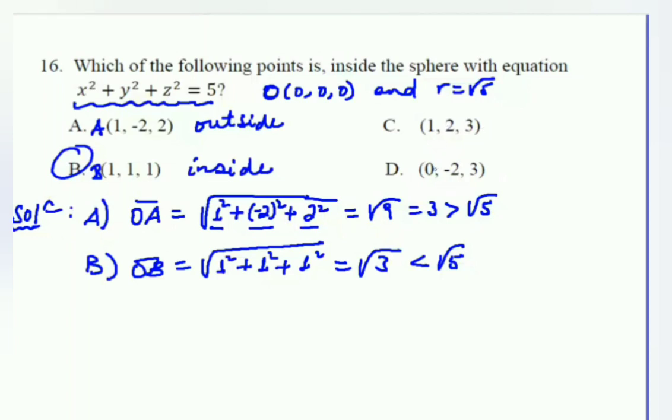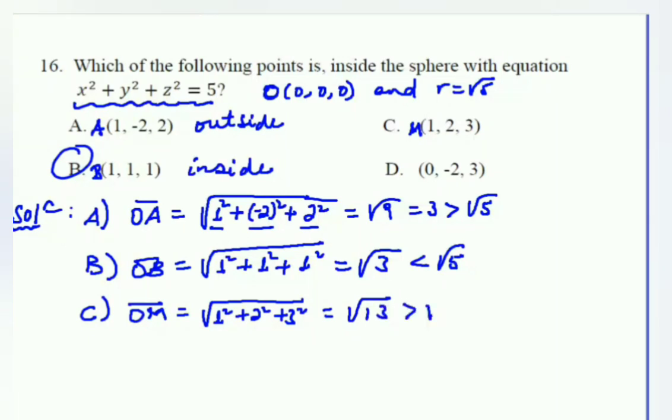You can also check the C and D cases. For example, calculate the distance from the center to this point, say this point is M. The distance from the center to M is the square root of 1 squared plus 2 squared plus 3 squared. This is the square root of 14, which is greater than radical 5. The distance from the center to this point is greater than the radius, therefore this is also outside this sphere. Similarly, you can calculate the distance between the other point and the origin. Definitely this is outside, as the distance from the origin to this point is greater than radical 5. Therefore the answer for this problem is B.